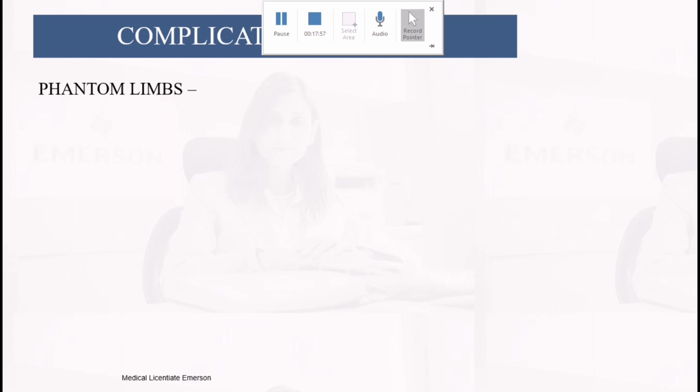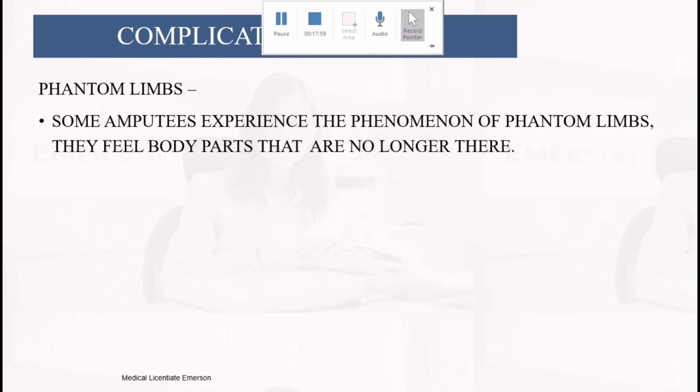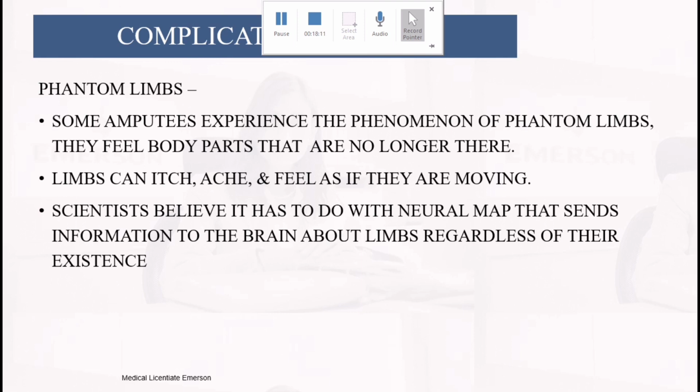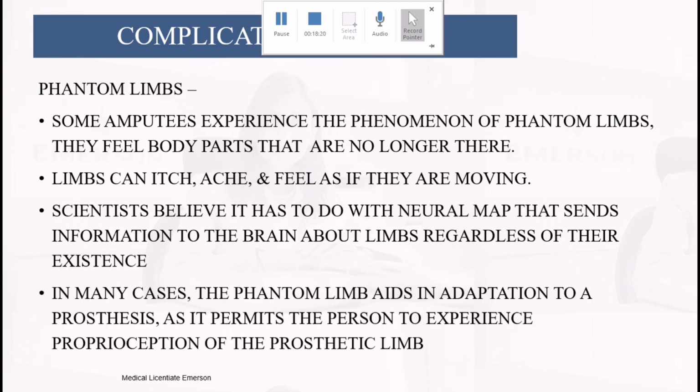For phantom limbs, some amputees experience the phenomenon where they feel body parts that are no longer there. The limbs can ache and feel as if they are moving, and scientists believe it has something to do with neural maps that send information to the brain about limbs regardless of their existence. In many cases, the phantom limb aids in adaptation to a prosthesis, as it permits the person to experience proprioception of the prosthetic limb.